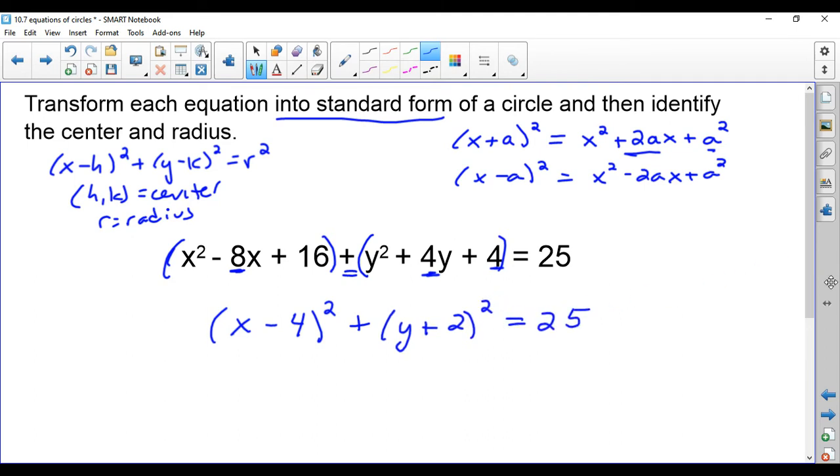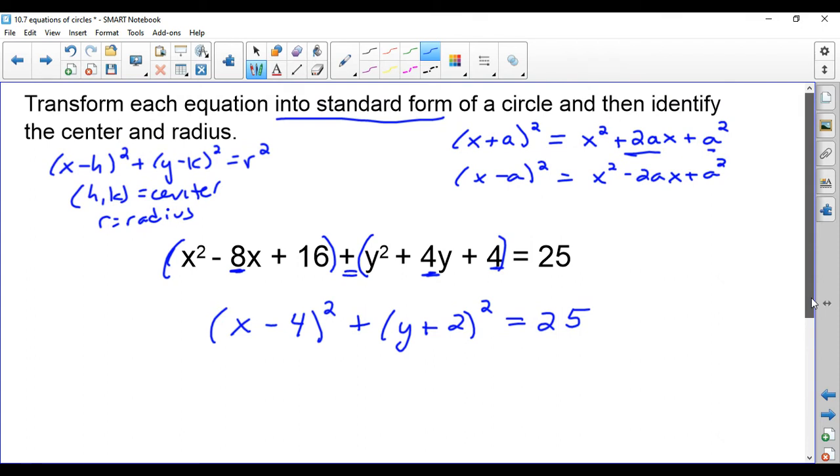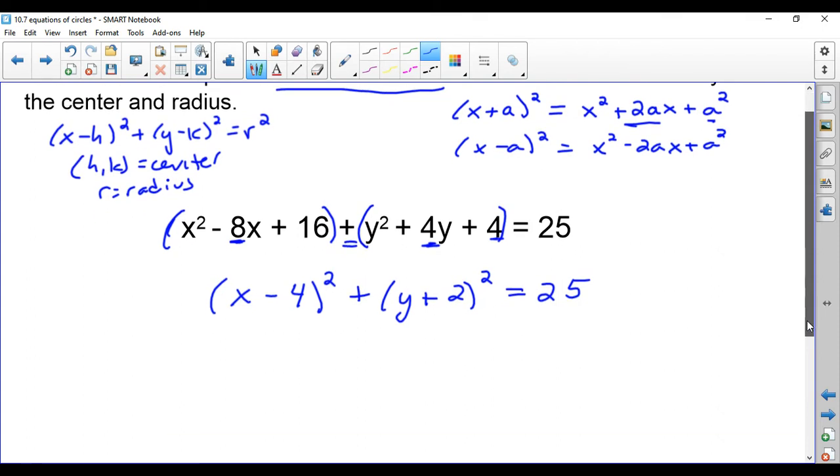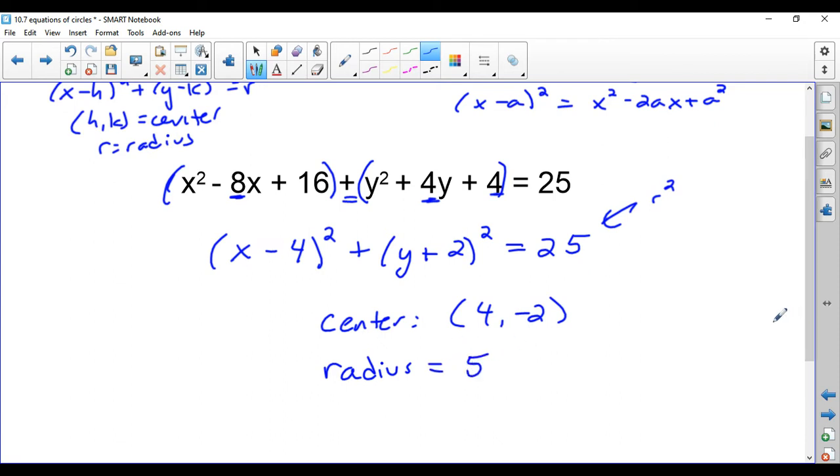So in this problem, we don't have to complete the square. We just need to factor each of those trinomials to get standard form. We want to put it in standard form and then identify the center and radius. Here's my standard form. The center is at (4, negative 2). And the radius, remember that this side of the equation is r squared. R squared is 25, so my radius is 5.